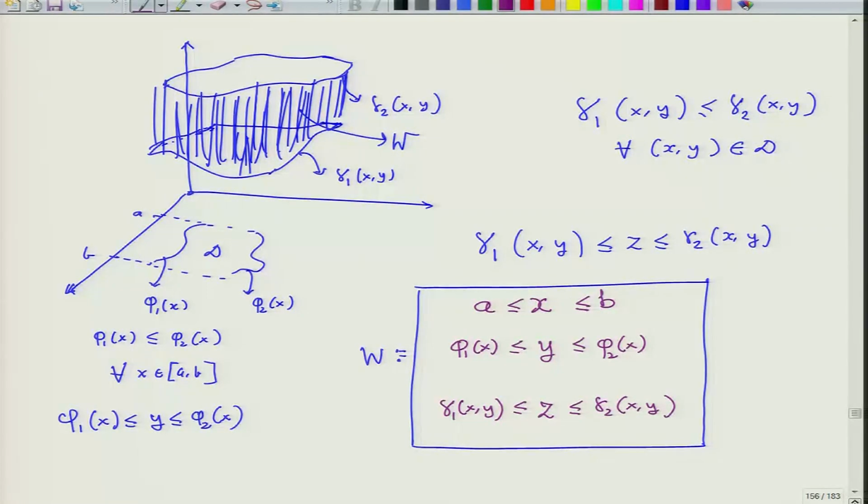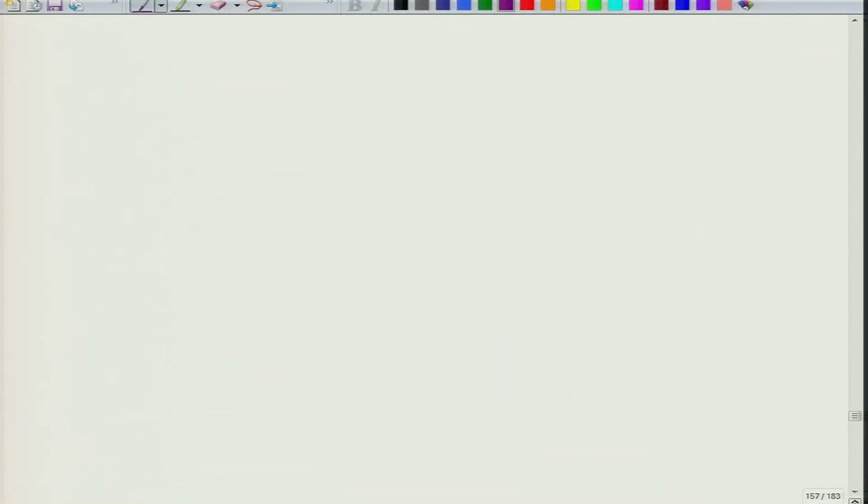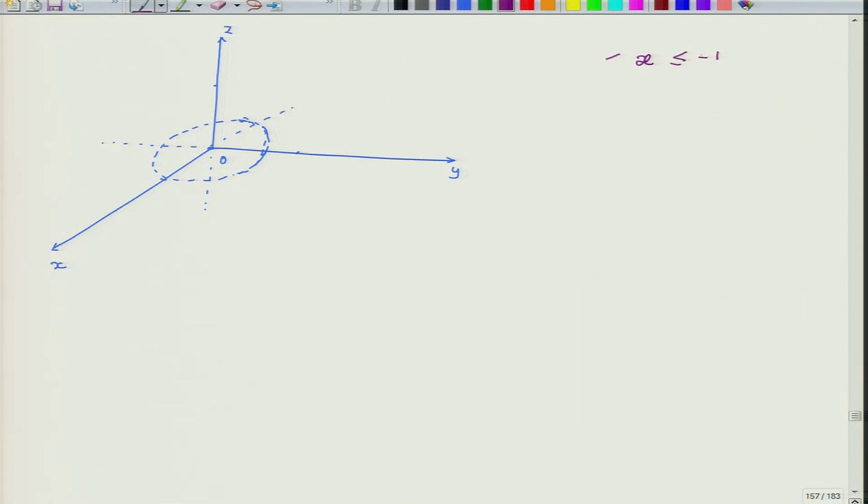Let us see an example of how this can be done. For example, you would look at a unit ball, a unit sphere centered at 0. So we draw first the unit circle. It is lying on the xy plane, which means now y is varying. Given an x, y is varying between these two parts. So x is fixed between plus 1 and minus 1.